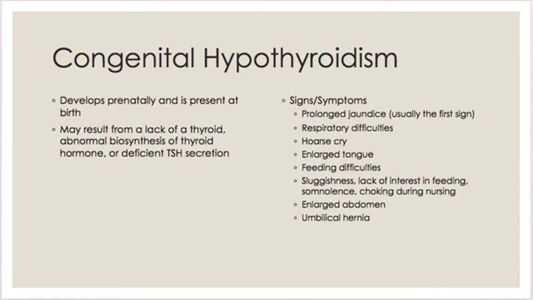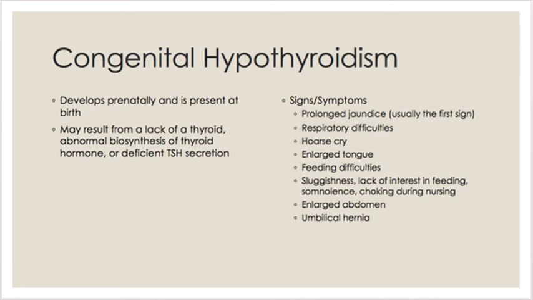Some signs and symptoms. So right at birth, the infant's going to appear normal. And the reason behind this is because mom supplied the hormones in utero. Right, so the baby still has some of mom's hormone in them as well, so they usually wait 24 to 48 hours to test this. But some signs and symptoms, the first sign usually is going to be prolonged jaundice.